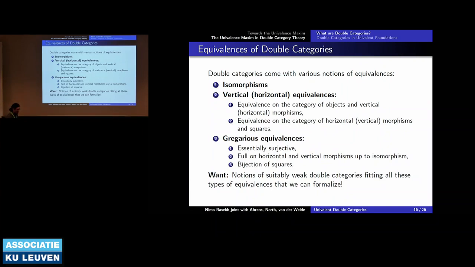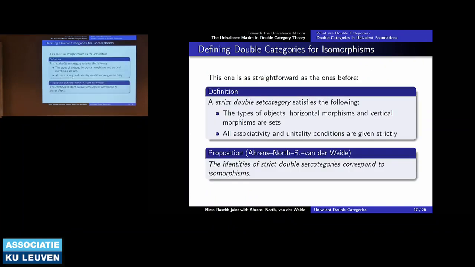And so what we could ask ourselves is, okay, how can I define a notion of a double category in univalent foundations so that the identities of that thing will precisely be these types of equivalences? And the first one, I hope everybody knows already, but the other two might be a little bit more tricky. So yeah, the first one is clear. We make everything a set, and we're done. Very nice. How about the second one?